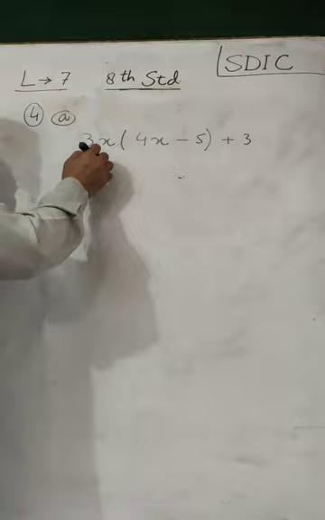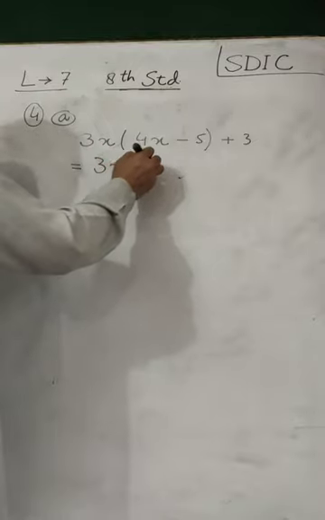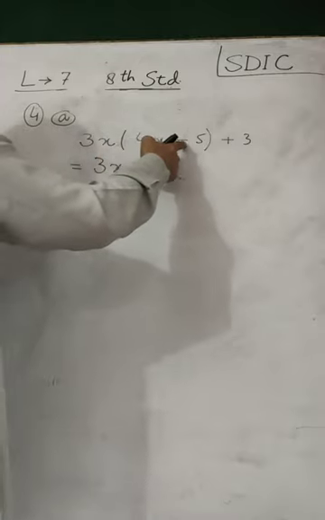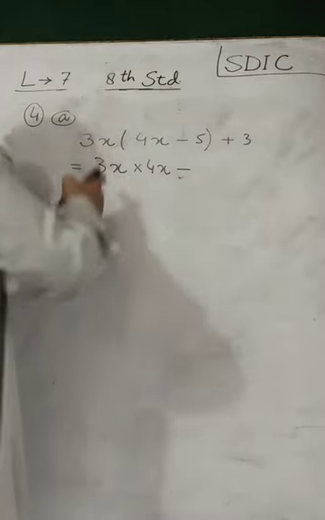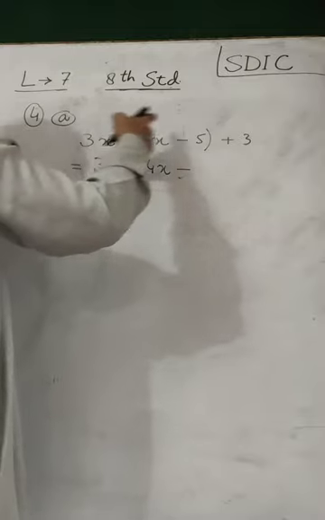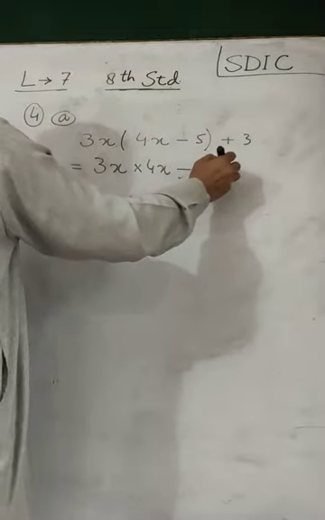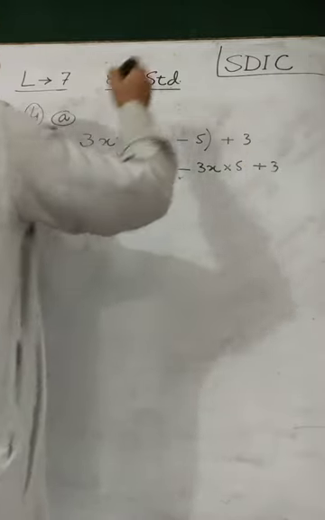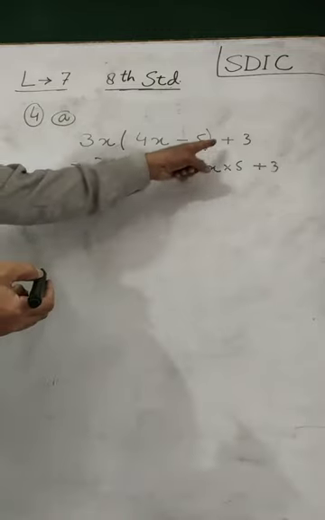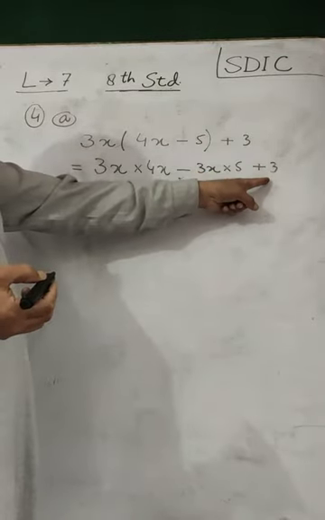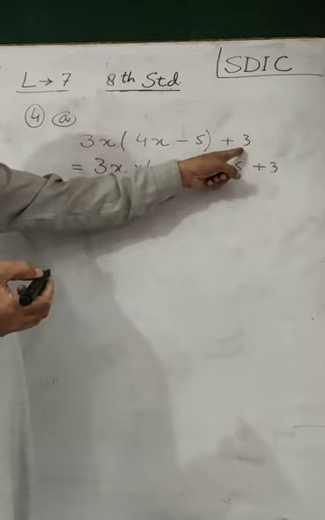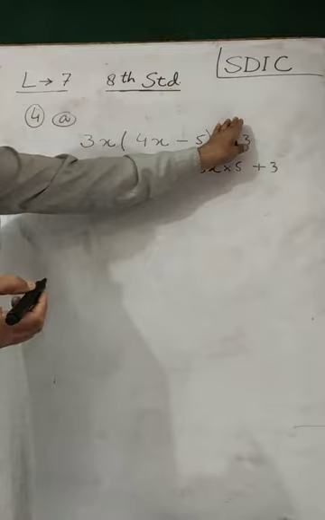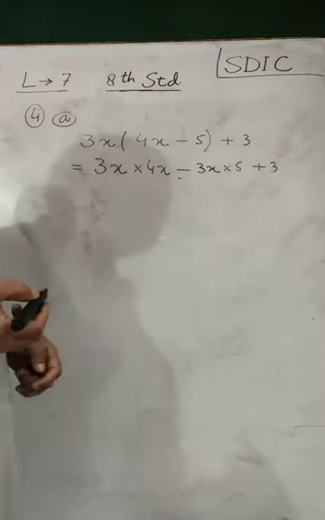We'll therefore get this as 3x multiplied by 4x. This 3x multiplied the first term of the binomial, followed by this minus sign. Then by this 3x, same 3x, we have to multiply now second term in the binomial, that is 5. The bracket gets completed here, and outside the bracket that plus 3 will remain as it is. Distributive law will not be applied for this because it is outside the bracket. Distributive law is applied only up to the bracket. 5. 3 will remain as it is.